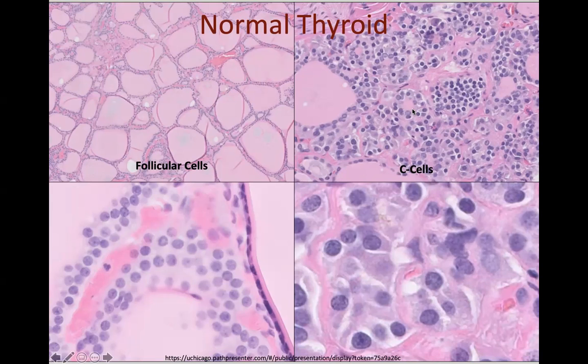On the right are the C cells. Normally, these are not visible on light microscopy unless they're hyperplastic. So this is actually an example of C cell hyperplasia. You can see they form more solid nests and clusters. They have granular purple cytoplasm, but again, very round, regular nuclei.